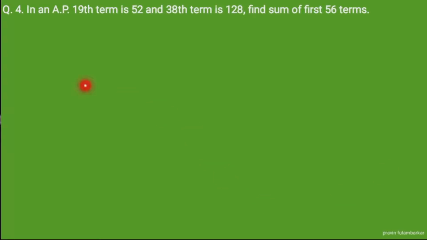Now see question number 4. In an arithmetic progression, 19th term is 52 and 38th term is 128. Find the sum of first 56 terms. So we have to find the value of Sn.